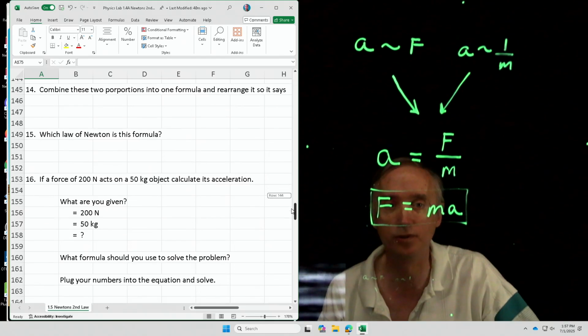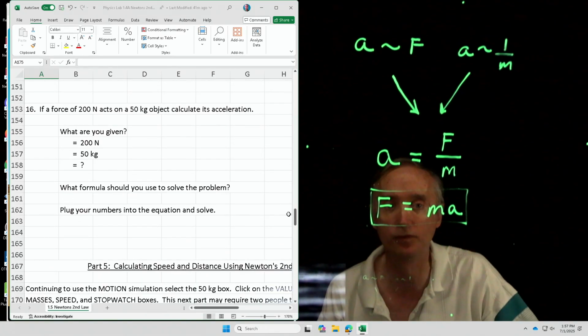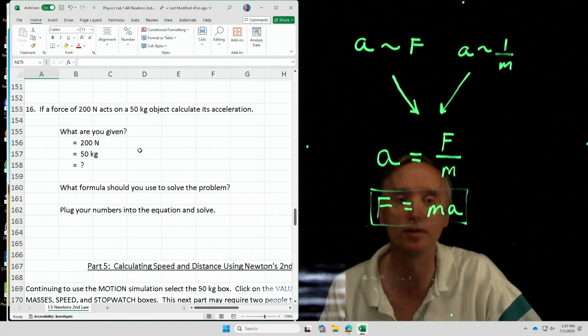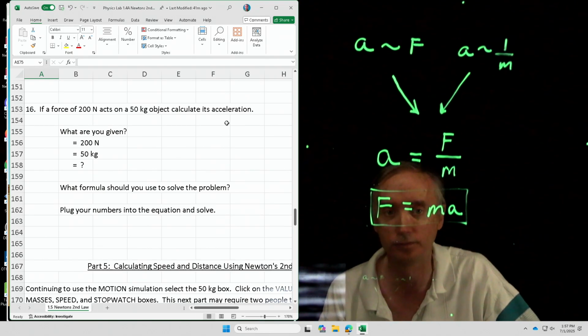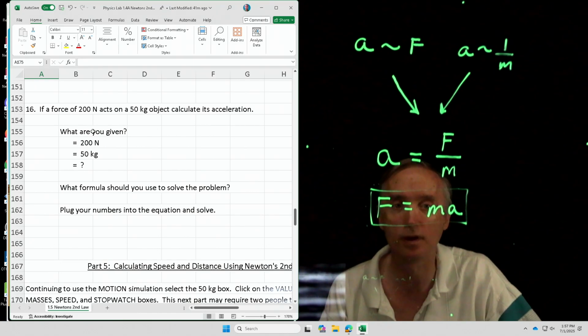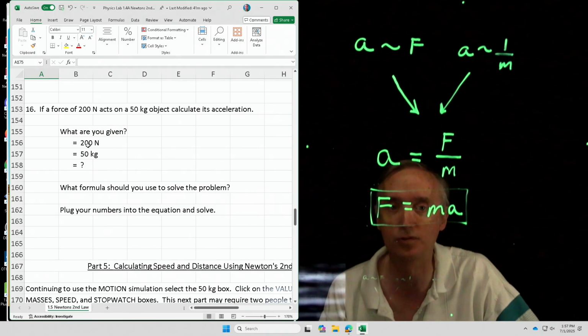So now that you know that, take that formula and solve this problem. If a force of 200 newtons acts on a 50 kilogram object, calculate its acceleration. So what are you given? So what I'd like for you to do is put the number or put the letter that represents the concept that goes with the 200 newtons. Well, it's given a force of 200 newtons. So you're going to put a letter right here.